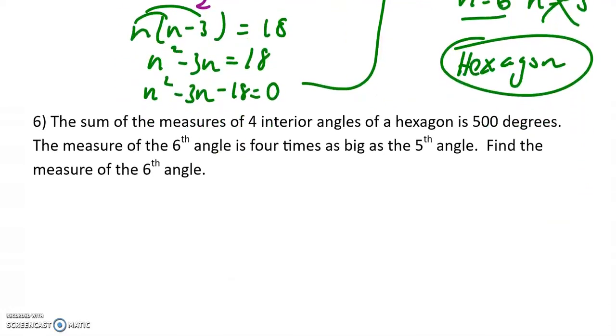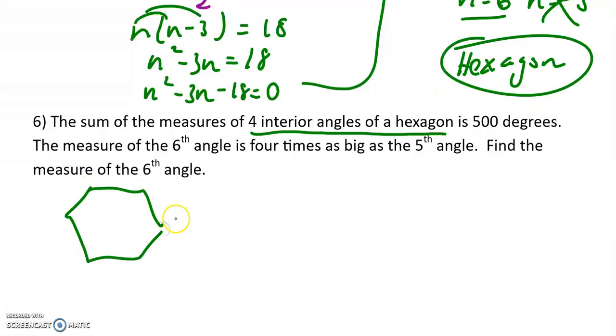The next example. The sum of the measures of 4 interior angles of a hexagon is 500 degrees. Might as well continue with the hexagon theme. Let me draw one. Not the best, but it'll do. This is saying that 4 of the interior angles together already measure 500 degrees. So maybe let's say that these 4 angles all together are 500 degrees.